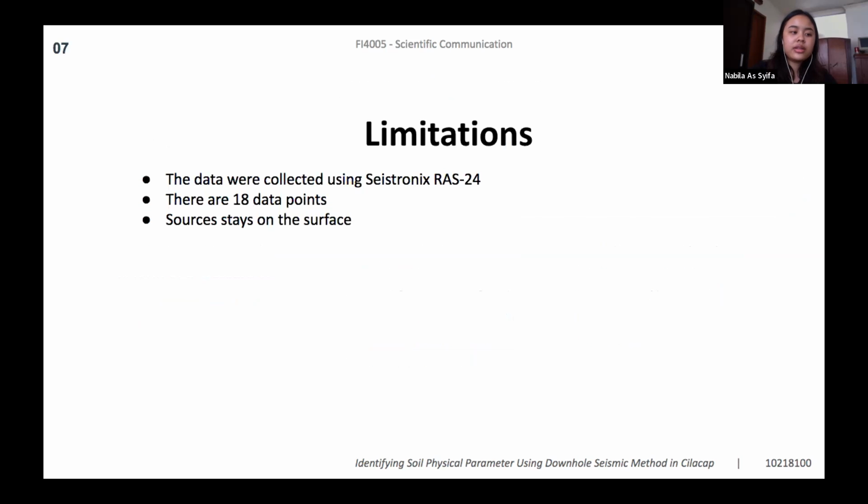And what are the limitations and benefits of this survey? So the data were collected using Sestronic RAS-24, and this measurement is carried out by taking the data gradually for each depth of 1 meter from the deepest. And this data collection was carried out to a depth of 18 meters. So there are going to be 18 data points.